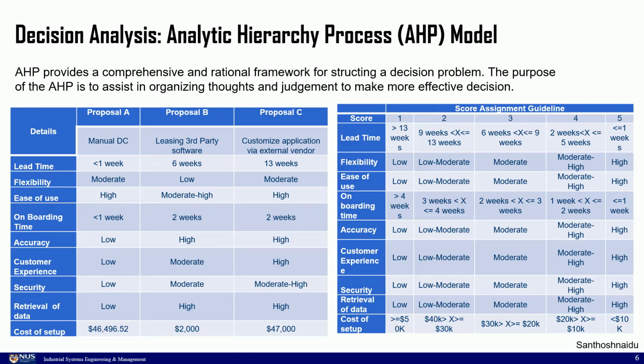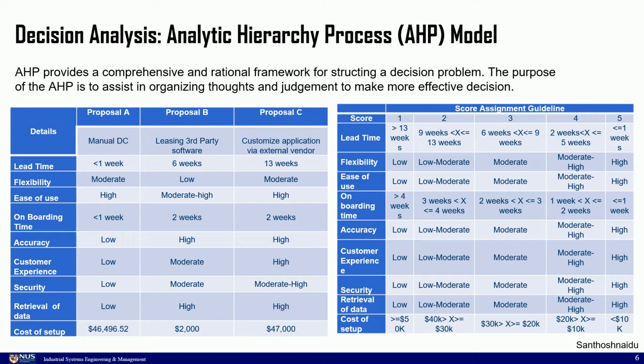The fifth one is accuracy. It refers to chances for error and missing out required information. Proposal A is considered low. Proposal B and C are high. There is a low chance to make mistakes when using the application. So the next one is the customer experience. Proposal A is considered low. Proposal B is considered high because the electronic DC will be sent to the customers directly.